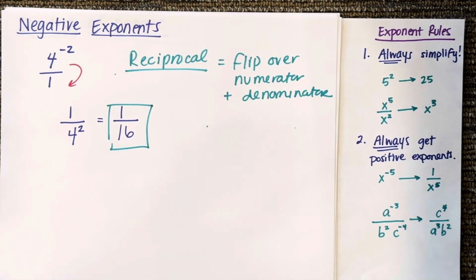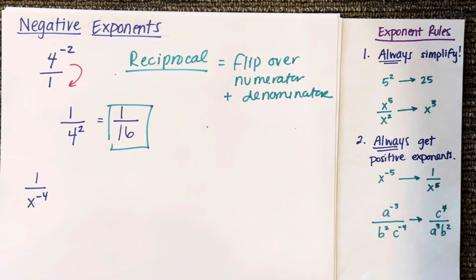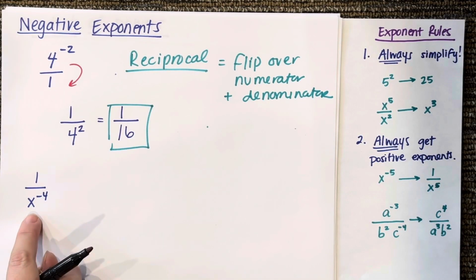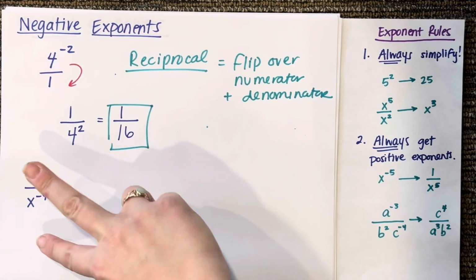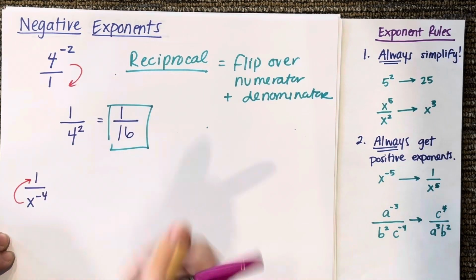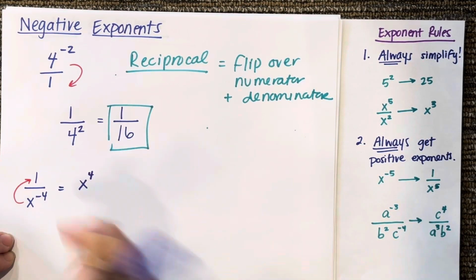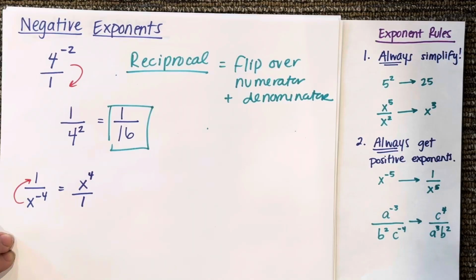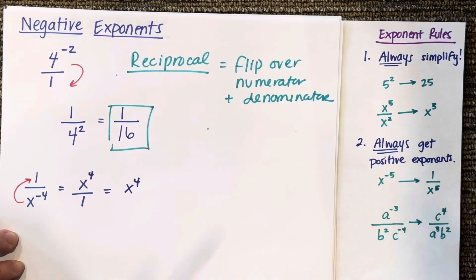Okay, let's look at some more examples. If I had 1/x to the -4th, this tells me my base of x is unhappy being on the denominator. I have a -4 exponent. I need to switch it. This needs to flip to be on my numerator. So I'm going to flip this up, and I'm going to have x to the +4th over 1, because 1 flips to the denominator. This is just x to the 4th.